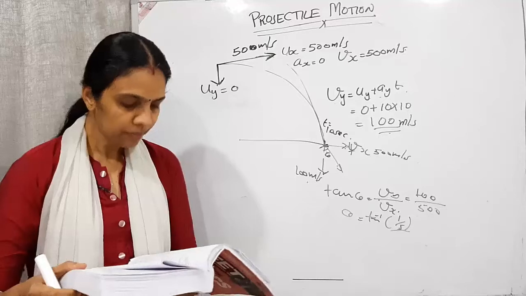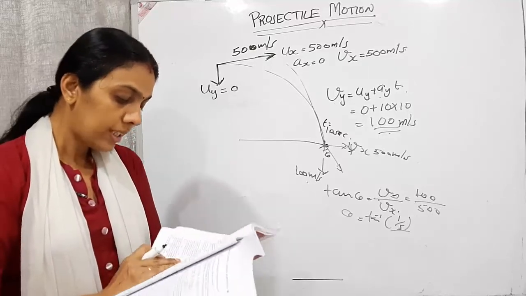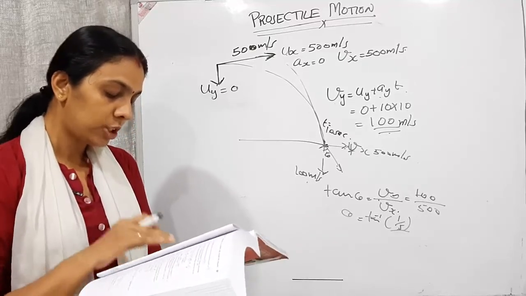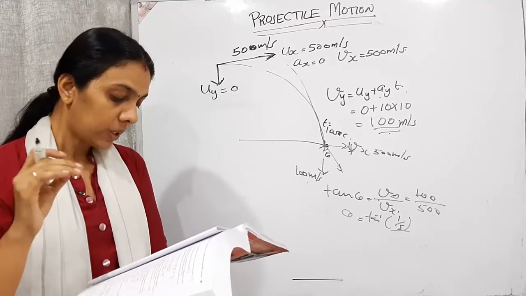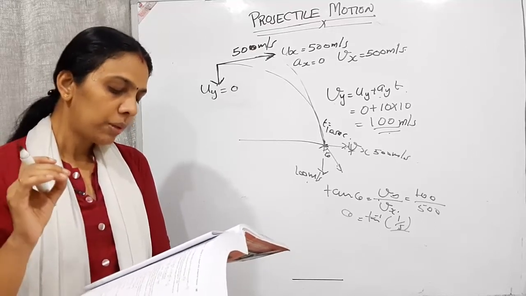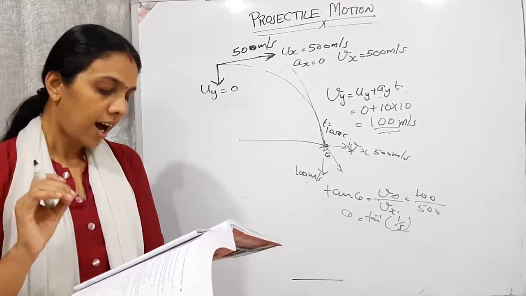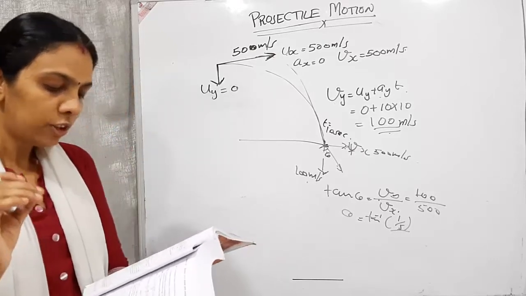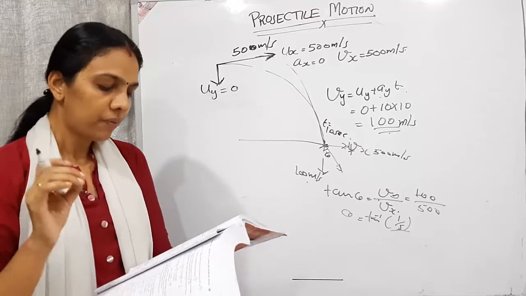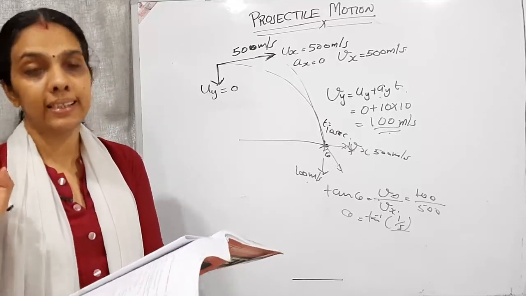Correct. Next one. A ball is projected horizontally from the top of a tower with a velocity v0. It will be moving at an angle 60 degree with the horizontal after what time? So we need to find out the time when the angle becomes 60 degree.